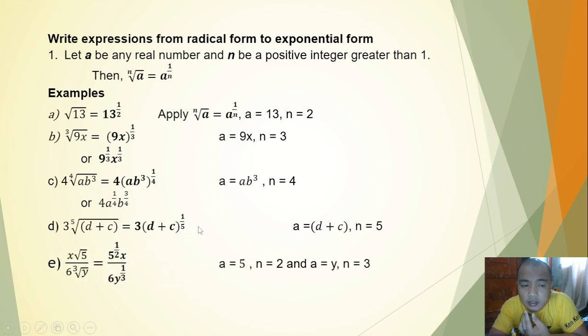And how about this? Letter E. X times the square root of 5 all over 6 times the cube root of y. Square root of 5 means 5 raised to 1/2. Cube root of y means y raised to 1/3. So the answer is 5 raised to 1/2 x all over 6 y raised to 1/3.